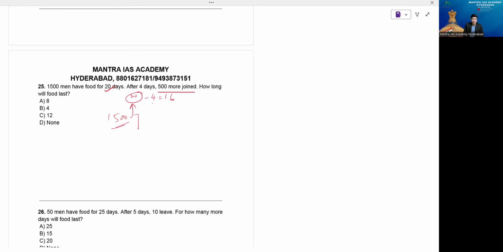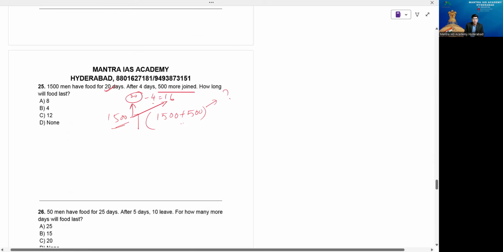Then after these 4 days, what happened? For these 1500, another 500 people joined. Because of this, now what do you say? If we have only 1500 members, the same food is sufficient for 16 days, my dear. Whereas because the people increased, it is going to be complete in how many days of time? The whole food is consumed in how many days? That's what. So the story is the same: N1 D1 is equal to N2 D2. N1 is the number of people in the beginning.